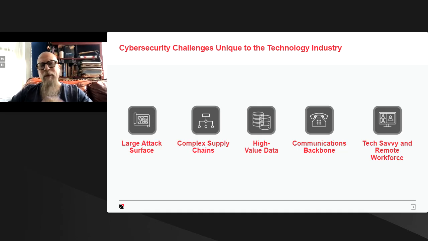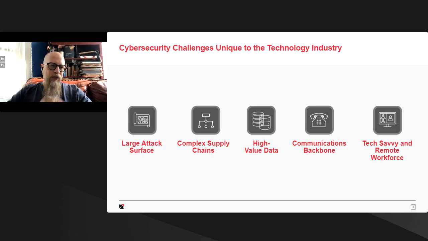Communications backbone. We talked about ISPs and telcos. They're not just on the communications backbone, they generally control the communication backbone. And with that amount of bandwidth available, it opens them up to be both the source and target of distributed denial of service attacks. The one thing that DDoS really needs is a lot of bandwidth. These organizations have it aplenty.